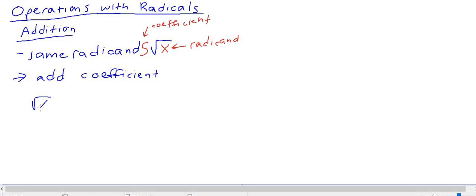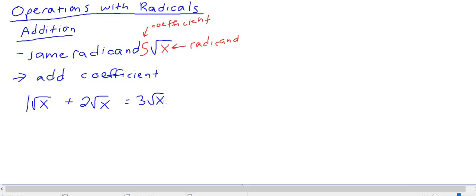Let's say I have the square root of x plus 2 times the square root of x. If there's no coefficient, we assume that it's a 1. So 1 square root of x plus 2 square root of x. Since they have the same radicand, they both have a radicand of x, we can add their coefficients. So 1 square root of x plus 2 square root of x is 3 square root of x.